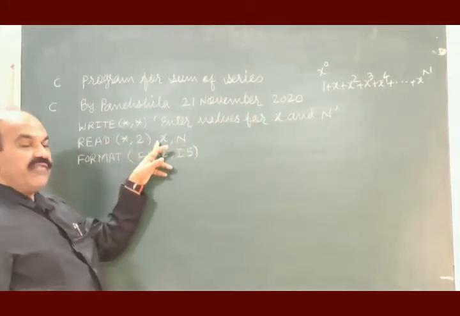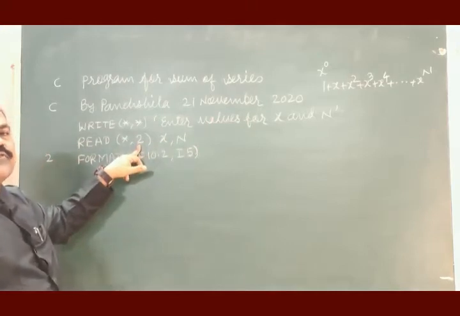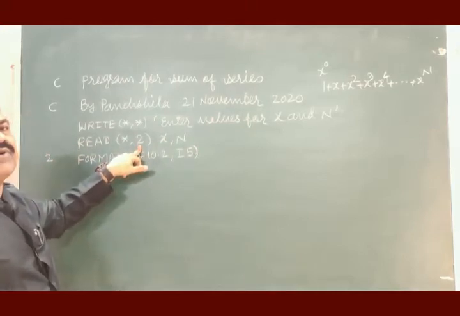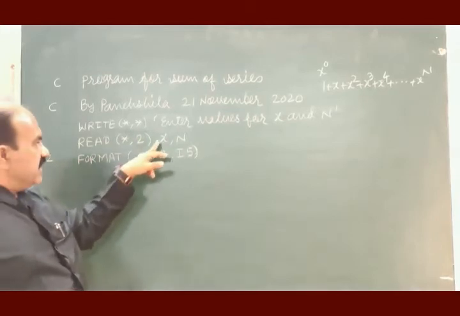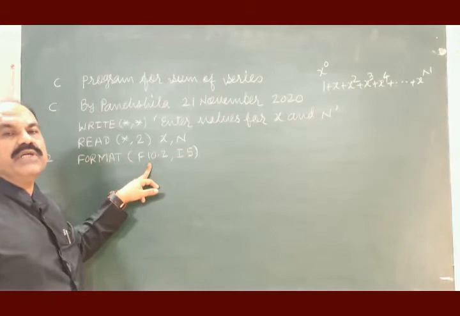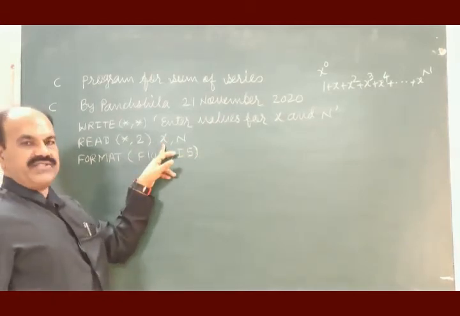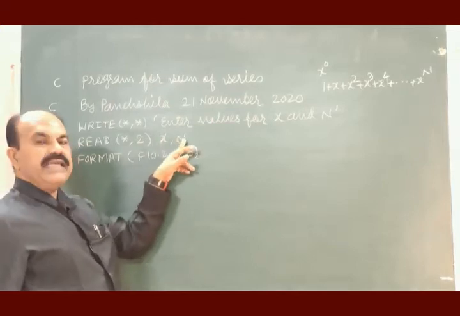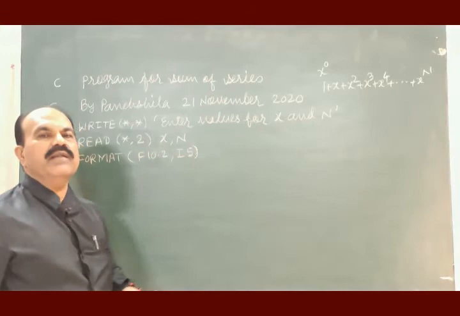Read values for variables x and n with the format statement in statement number 2. Statement number 2, format statement f10.2, real fractional form for variable x, and integer form for variable n.